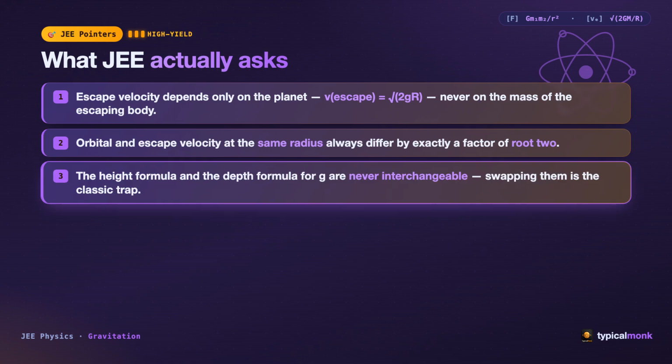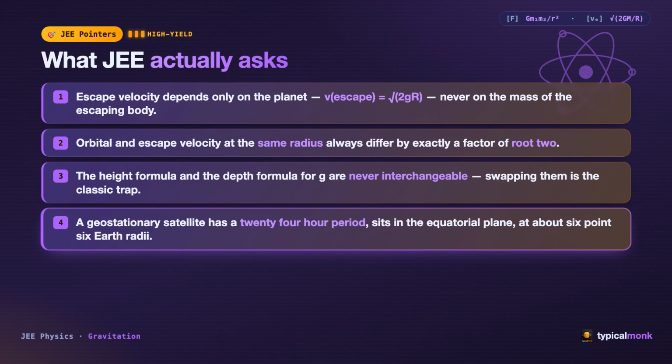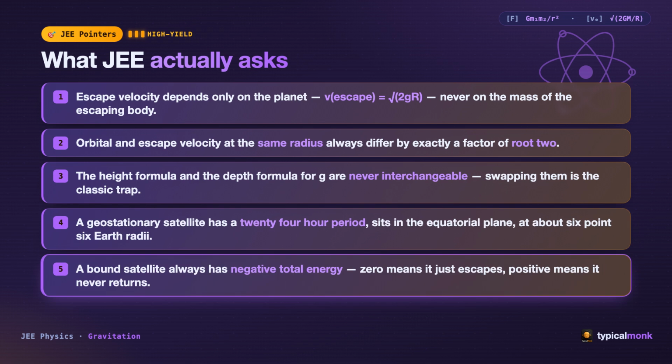3. The height formula and the depth formula for g are never interchangeable. One halves the fractional drop. The other is a plain straight line to 0. 4. A geostationary satellite has a 24-hour period, sits in the equatorial plane, and orbits at about 6.6 times the Earth's radius. 5. A bound satellite always carries negative total energy. Zero energy means it just barely escapes, and positive energy means it never comes back at all.